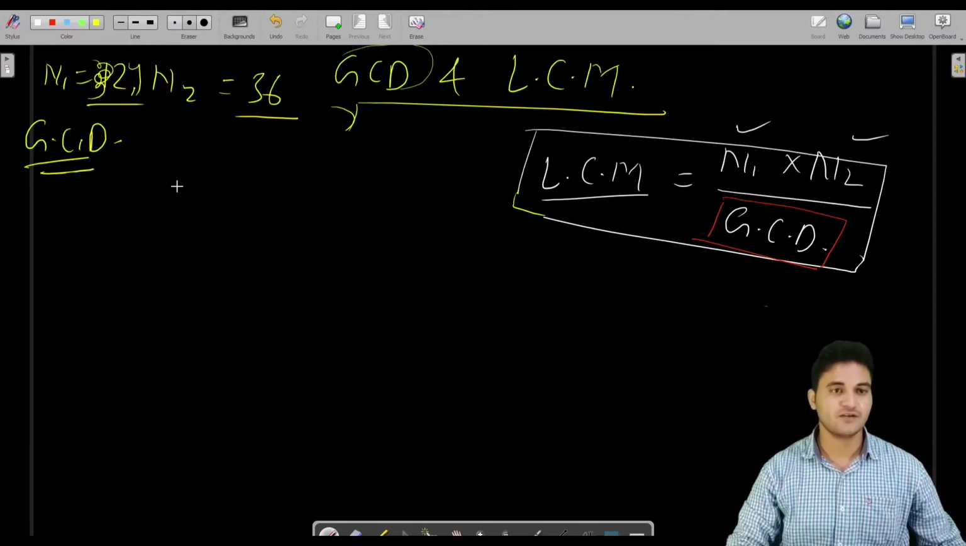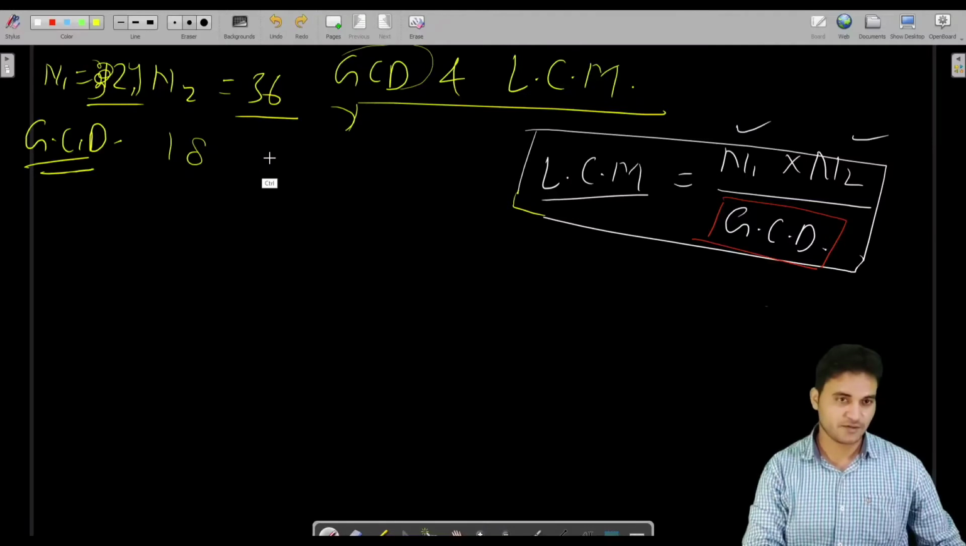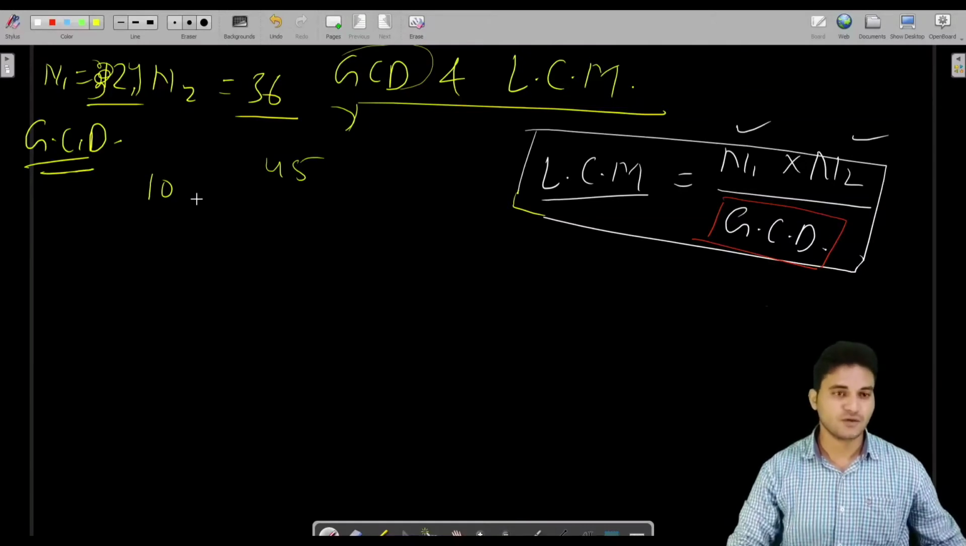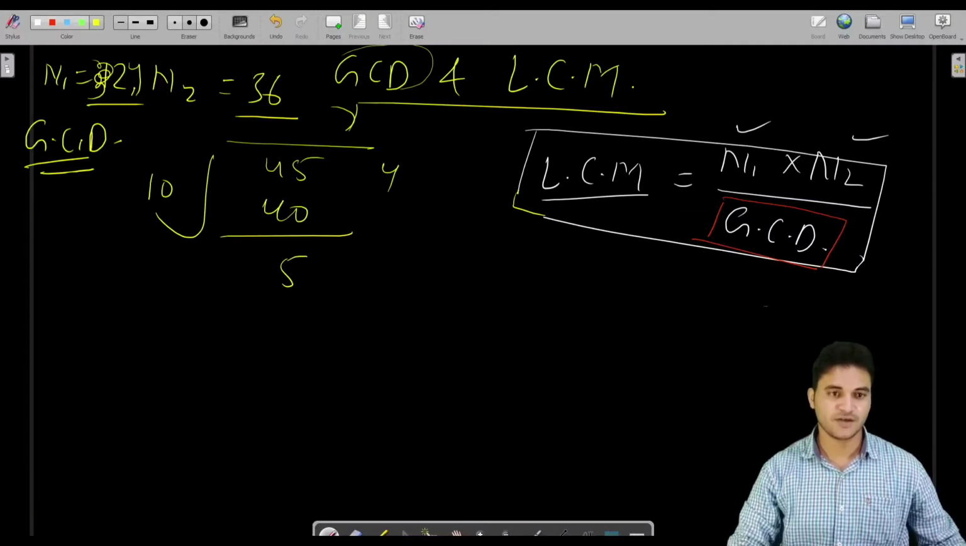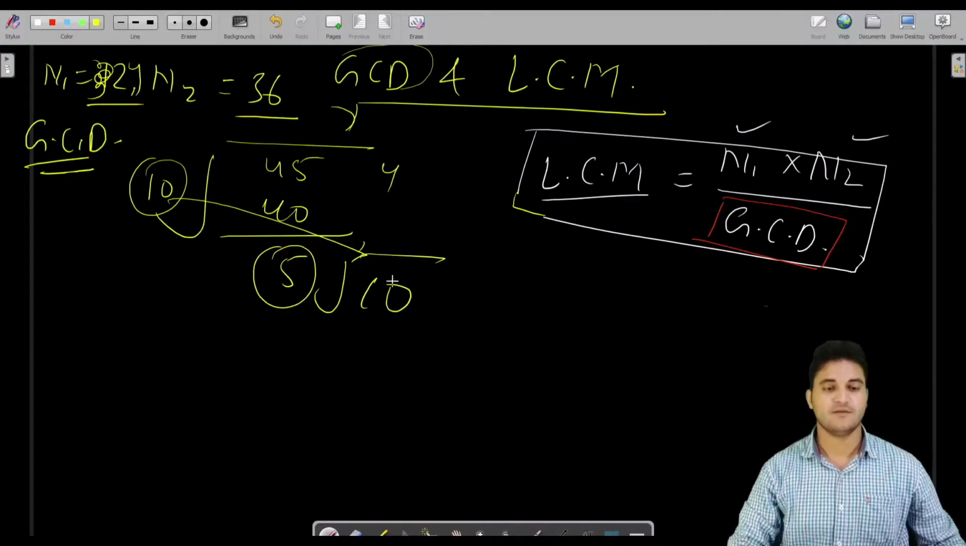So if you were calculating for 10 and 45, fine. What you will do is divide 45 by 10 and check. 10 4s are 40, now the remainder is 5. If the remainder is not 0, then this would be the divisor, and the previous divisor would be the dividend. So put it here.